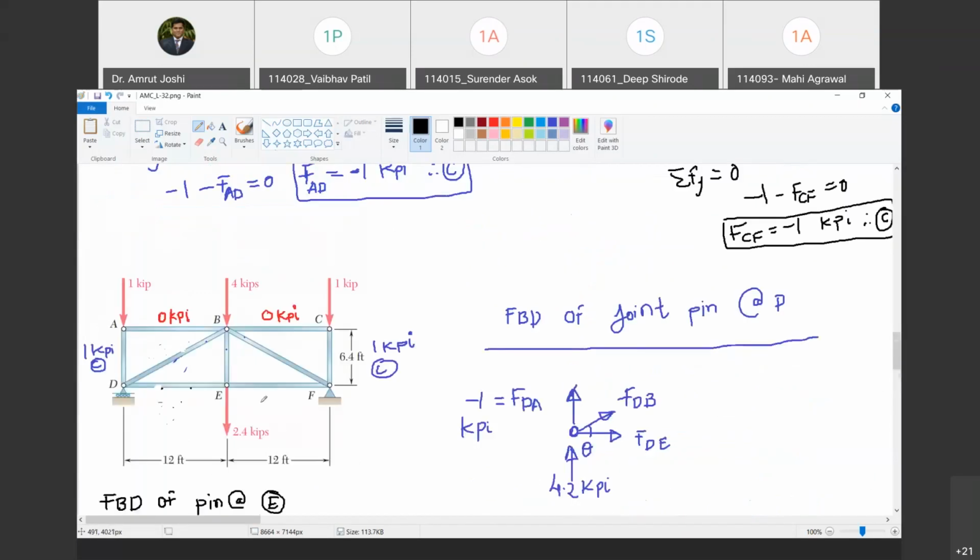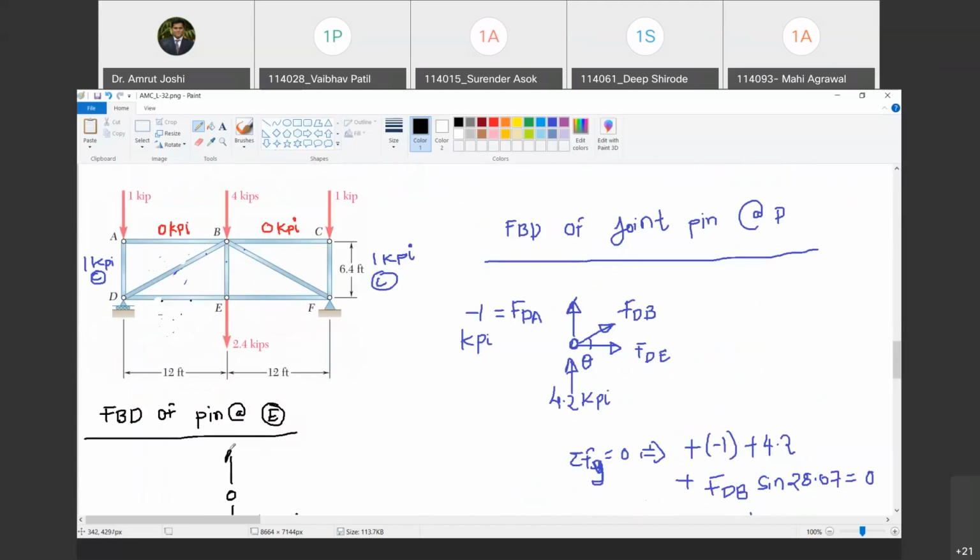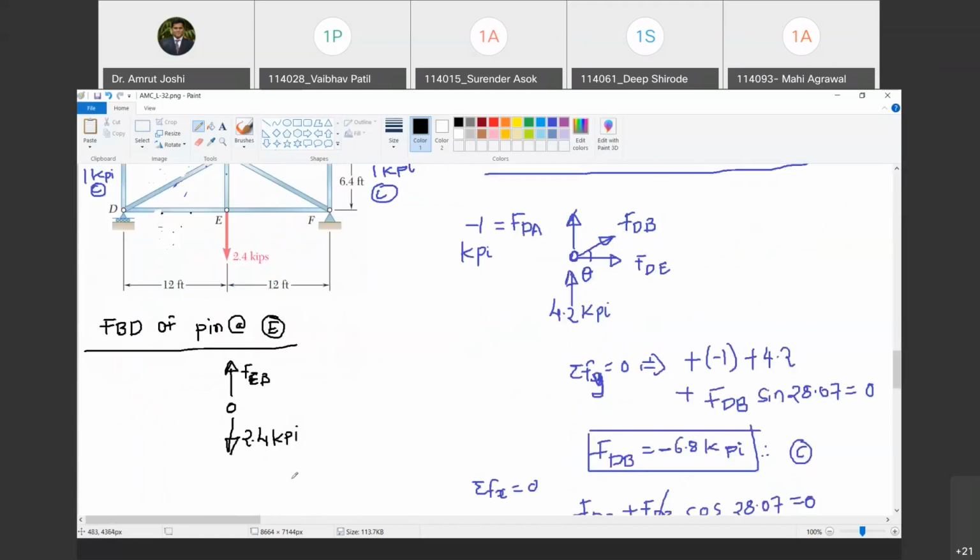kpi. Then you are going to have force in member EB, and then you are going to have force in member EF, and you are going to have force in member DE. Happy? All the forces we are going to assume to be tensile.